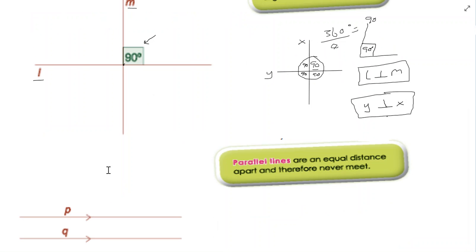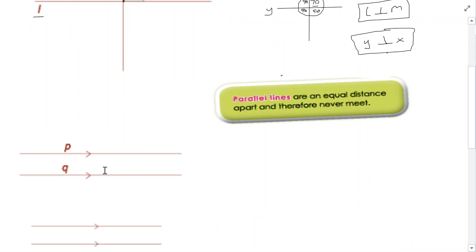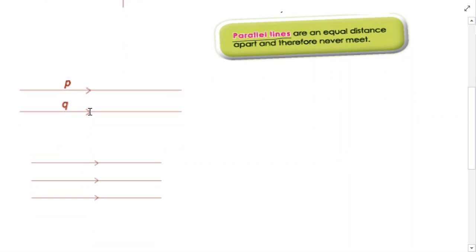Then if we move down and think about parallel lines, what do we mean by parallel lines? Parallel lines are an equal distance apart and therefore never meet.